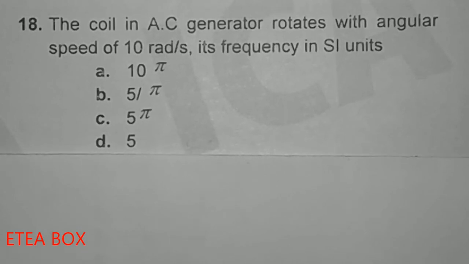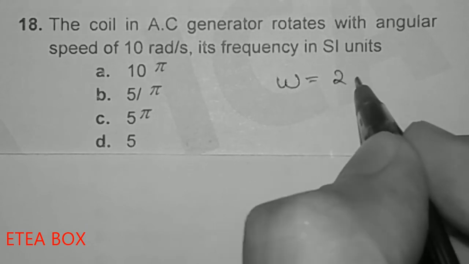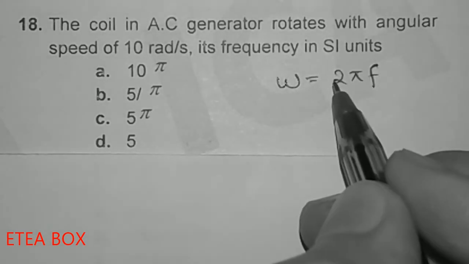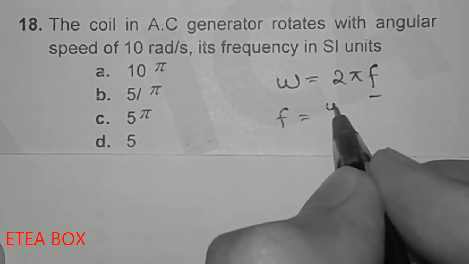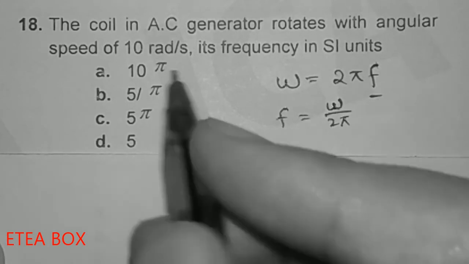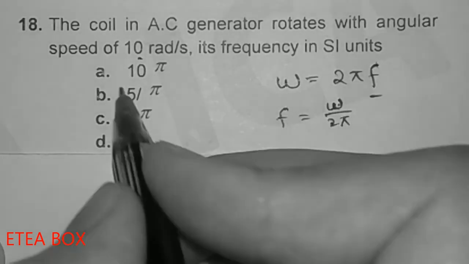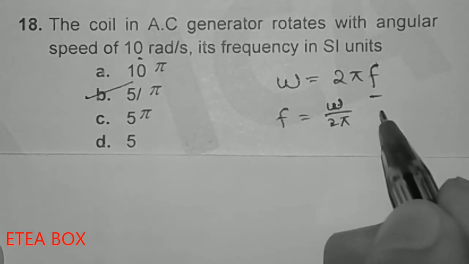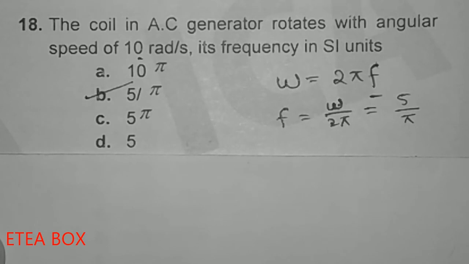The coil in an AC generator rotates with angular speed of 10 radian per second. Its frequency in SI unit. Here we know that in case of angular speed, omega is 2 pi f, okay. Now we have to find the frequency, okay. So f is omega divided by 2 pi. So angular speed is 10. 10 divided by 2 will give 5. So the answer will be 5 divided by pi, 5 divided by pi, okay. Option B is correct here.